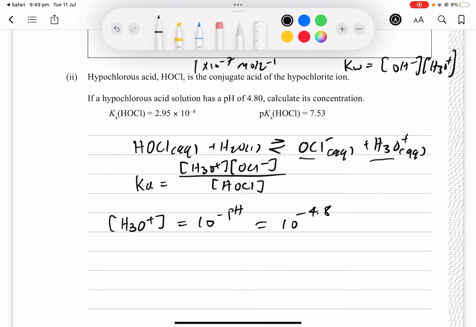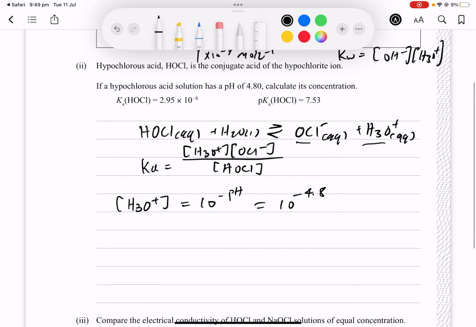And in reality, like I said in part I, the hydronium concentration is actually slightly bigger than that of the OCl minus concentration, since initially in water there is a presence of hydronium ions. However, we will assume that this concentration is negligible compared to the amount of hydronium ions produced by the reaction of hypochlorous acid with water. So that's negligible, so we're going to assume that they're equal.